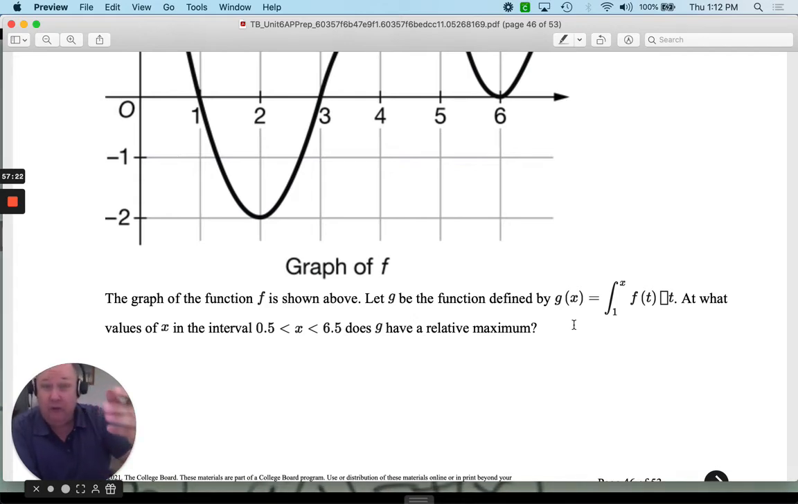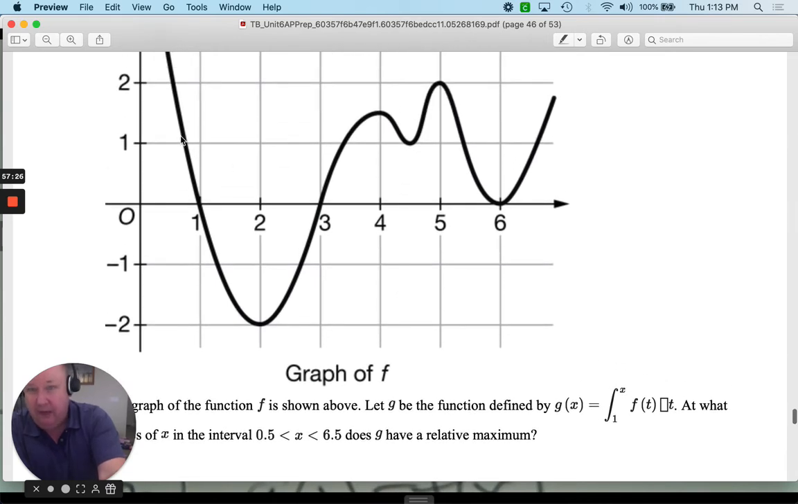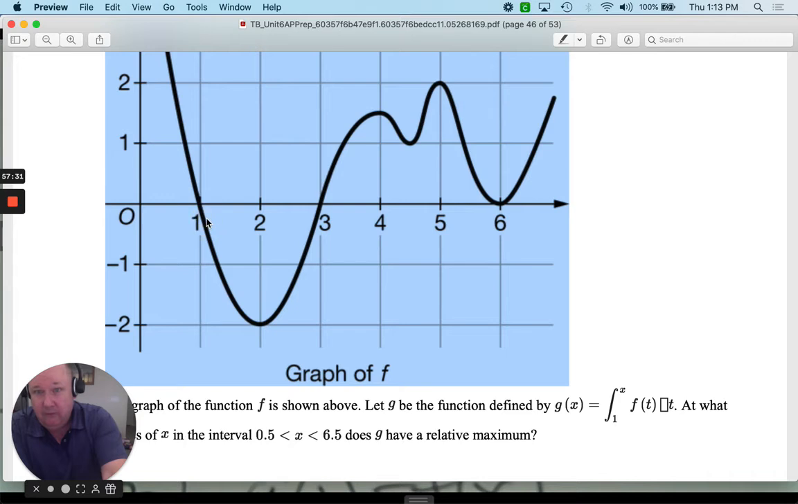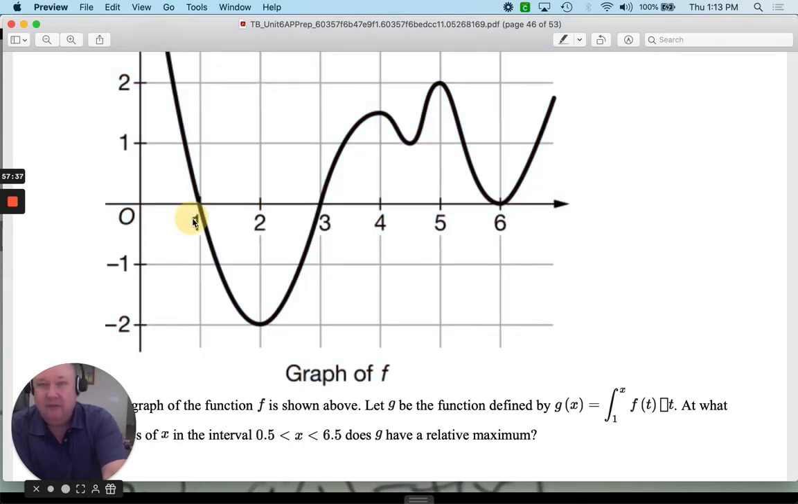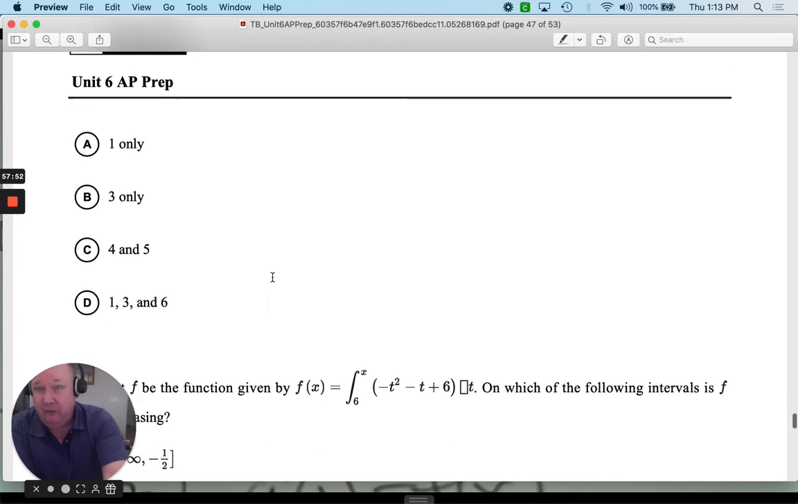And then to know where there's a maximum, you're trying to find where f at x goes from positive to negative. So right here. How about there? Right there. It goes from positive to negative. Here's negative to positive. That's a minimum. 6 doesn't cross over. The signs don't change. So only at 1 does it create a maximum. So that's why the answer is A.